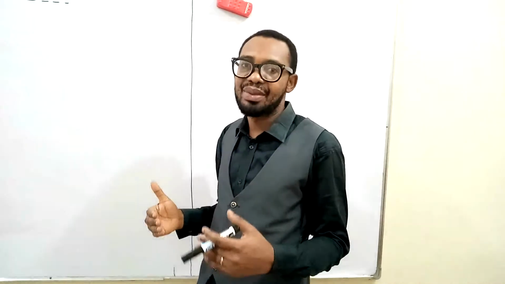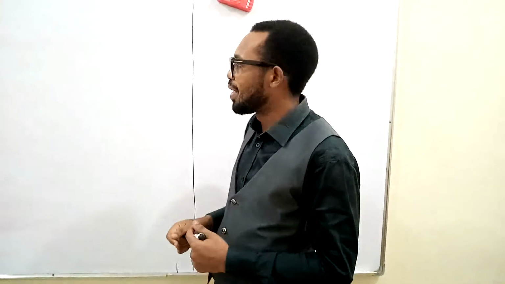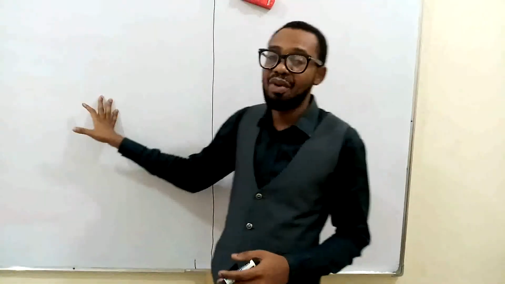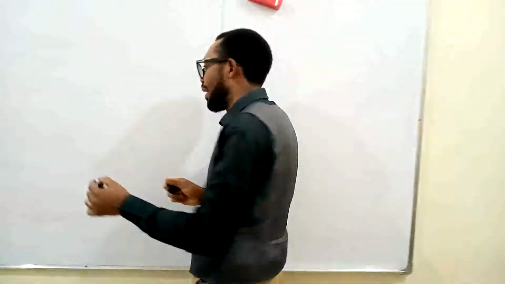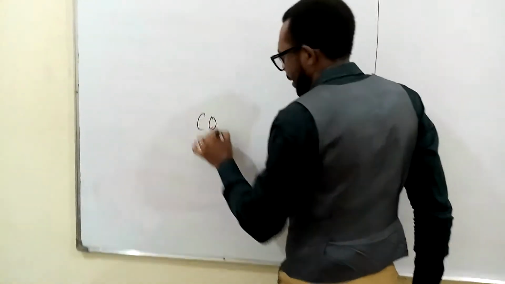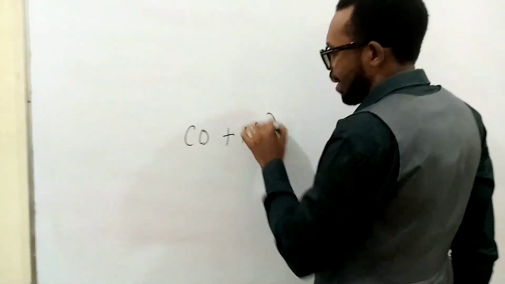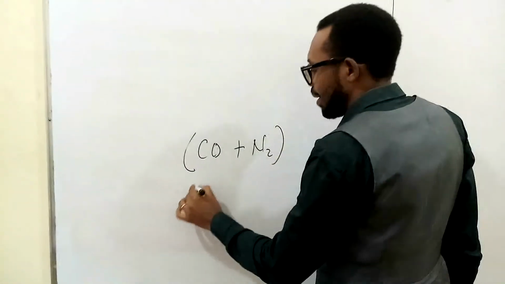There are 2 types of fuel gases. The first type of fuel gas, I'll give you the note, but let me just explain, is called the producer gas. The producer gas contains carbon 2 oxide with nitrogen gas. I'll show you how it's prepared. This is the producer gas.